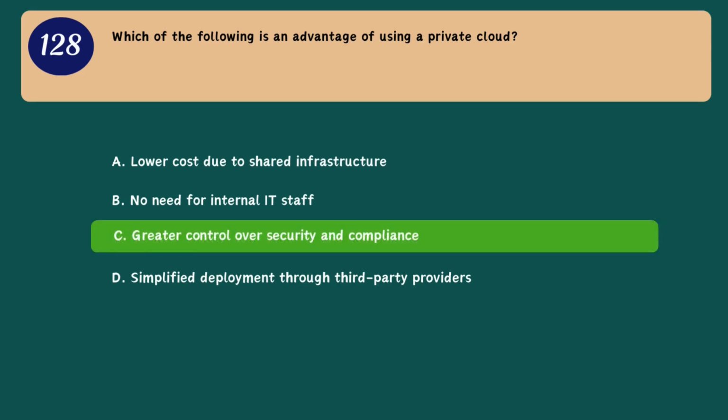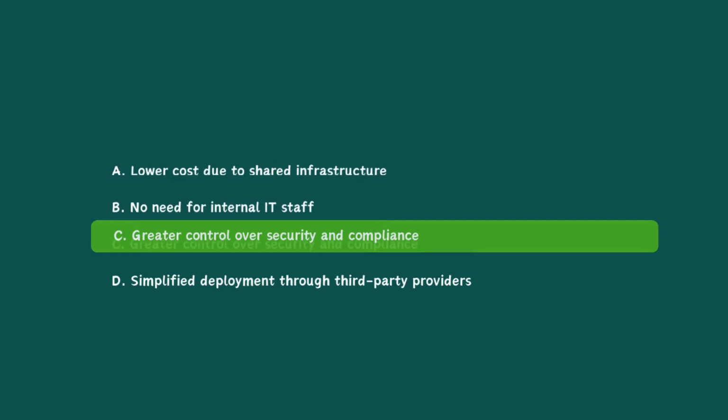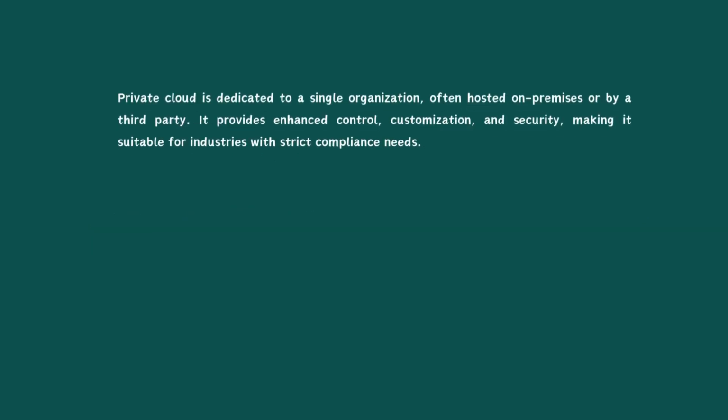Correct answer. C. Greater control over security and compliance. Private cloud is dedicated to a single organization, often hosted on-premises or by a third party. It provides enhanced control, customization, and security, making it suitable for industries with strict compliance needs.